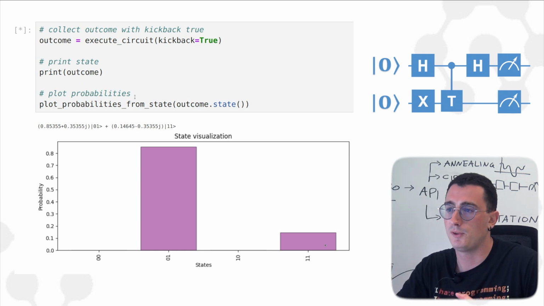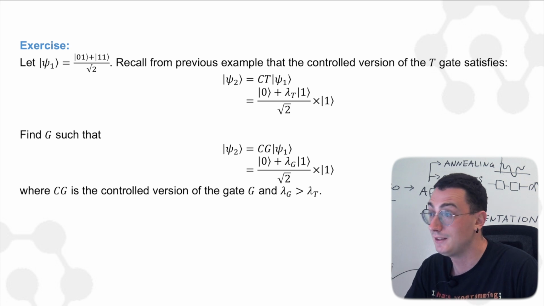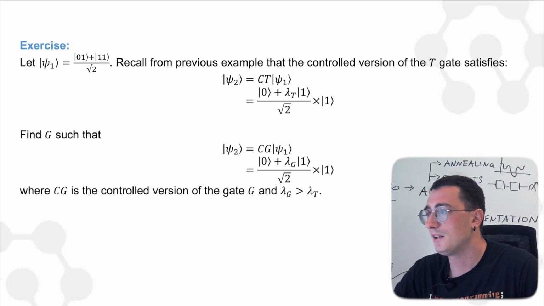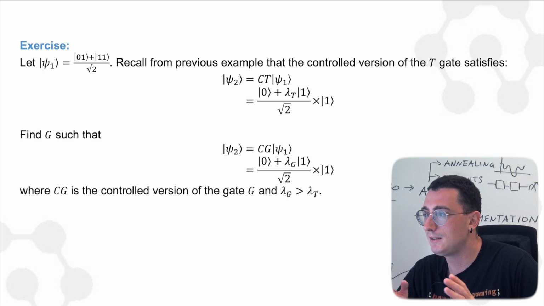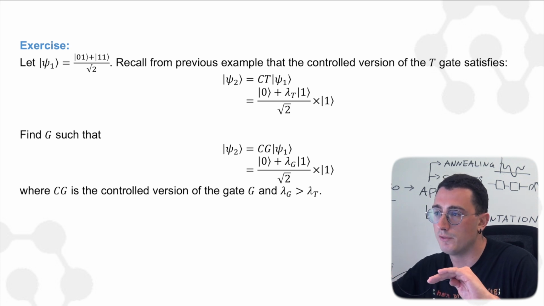Now we want to propose you an exercise. Can you find a control gate, CG, which applies a larger kickback effect than CT? So, in other words, we want you to replace CT in the previous circuit with a gate which reduces again 0,1 and increases the amplitude of the 1,1 state.